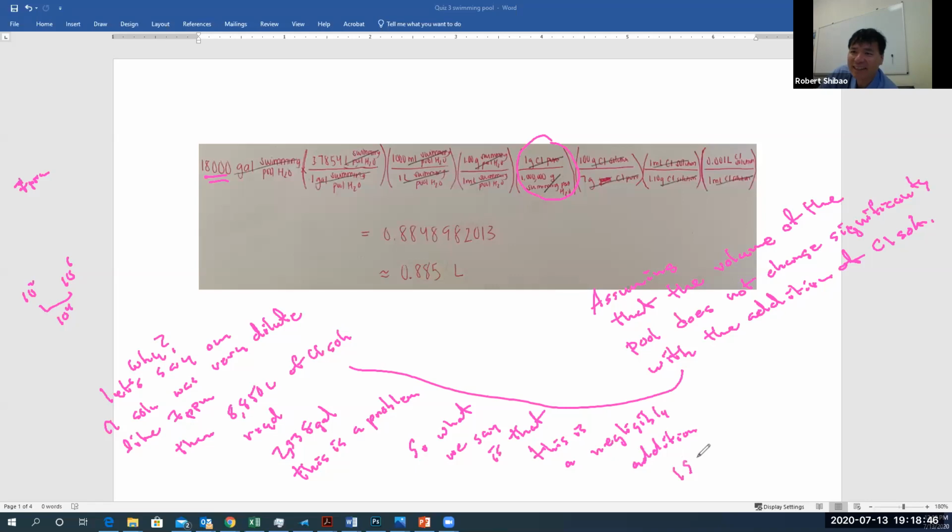Therefore, 18,000 gallons plus about 1/4 gallon. So 18,000 plus 1/4 gallon is about 18,000 gallons. That's what we're saying here. So it doesn't really change much, and this is going to be close enough.